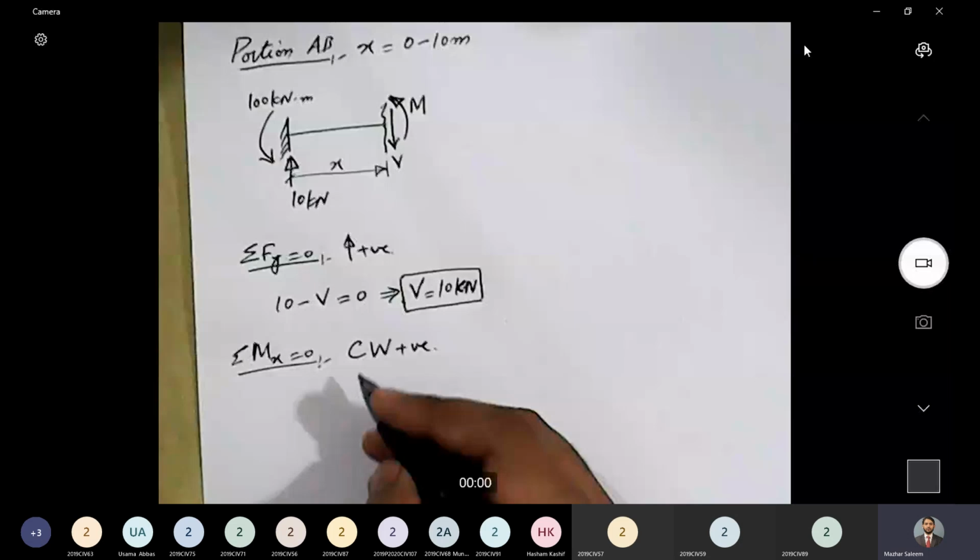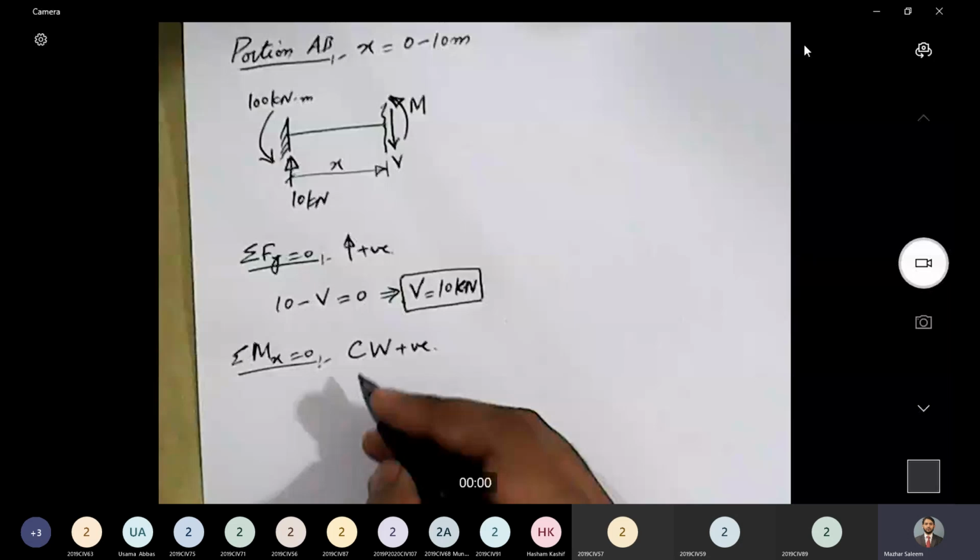What about this 100 kilonewton meter? It is in counterclockwise direction, so it is 100. What else? Then we have M, and that is equal to 0. Again, shear is passing through the section, so it will not produce any movement about the section. Now, if I rearrange this equation, I get M is equal to 10x minus 100. This is the equation of bending moment for portion AB.